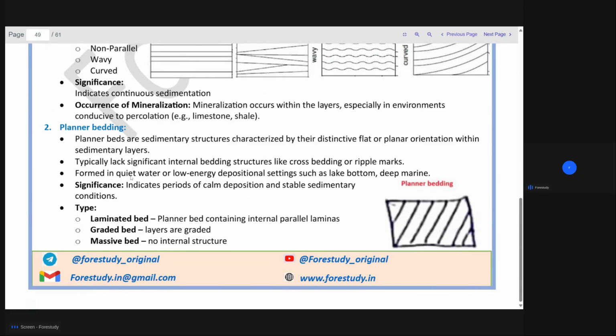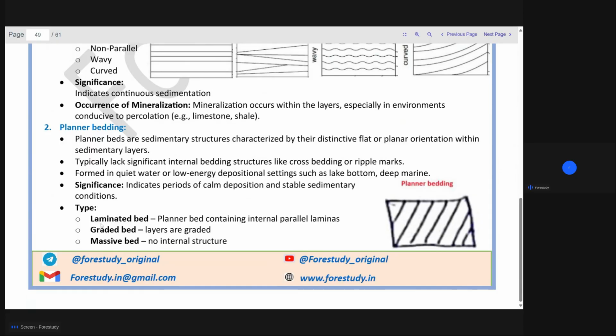They form in quiet water or low energy depositional settings such as lake bottoms and deep marine. The significance is that they indicate periods of calm deposition and stable sedimentary conditions. Where there is no preservation of ripples or any cross stratifications, there will be planar beds, which often occur because of quiet water or low energy conditions. So there won't be any kind of ripples, no preservation of the lee side, and no preservation of cross stratification.